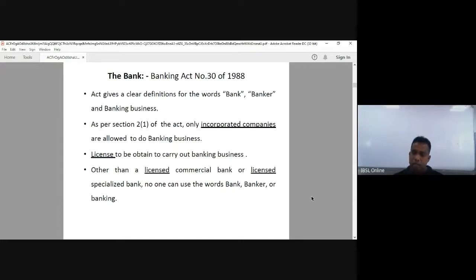Now you remember, in certain situations the central bank sometimes recalls or cancels the license of banks. In a situation like that, they are prohibited from doing banking business. So that is the definition, or the legal requirement, to become a bank under the Banking Act number 30 of 1988.